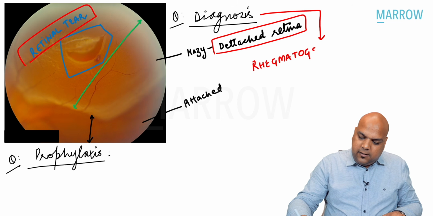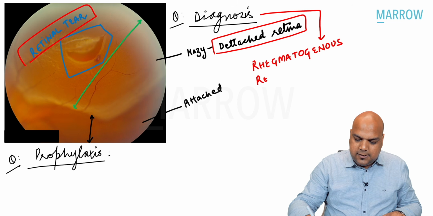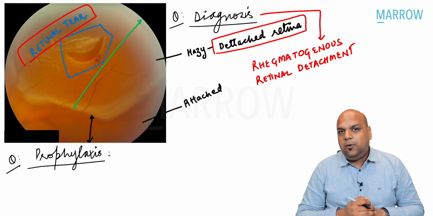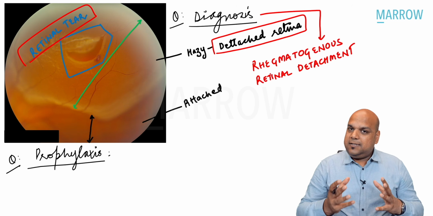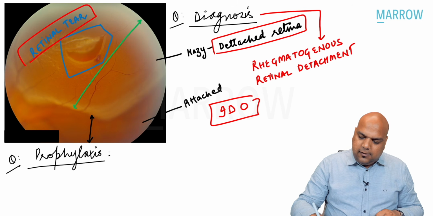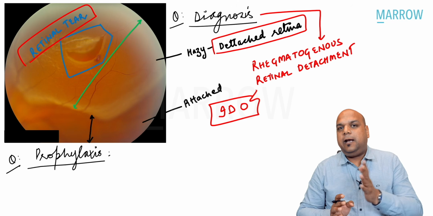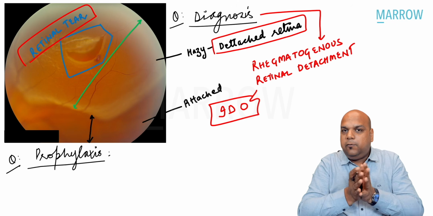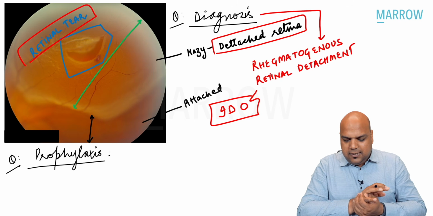Rhegmatogenous. Rhegma means break. Break means a tear. Yes, rhegmatogenous retinal detachment. A very good photograph to make all of you understand, if you have never been able to before today, how a retinal detachment looks on a fundus examination. But which examination has been done? Please remember, in retinal detachment, we need to do IDO, indirect ophthalmoscopy, because we need to be able to see the whole retina from the periphery towards the center, everything.